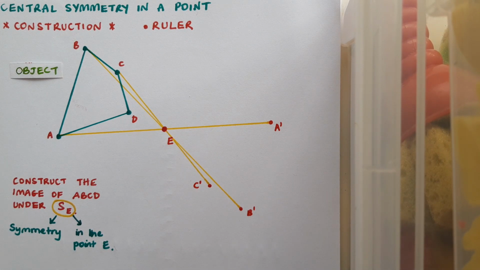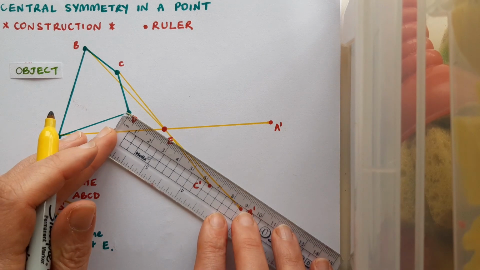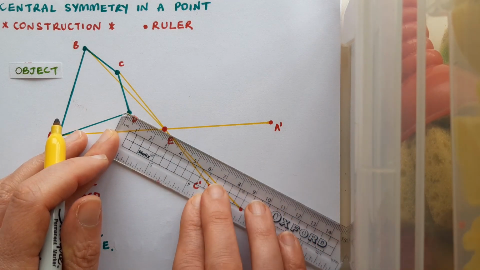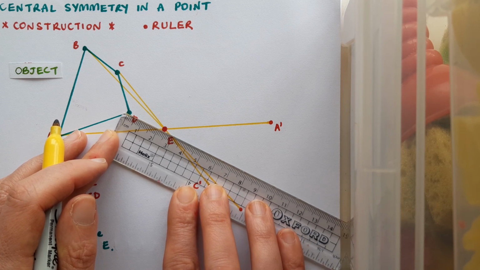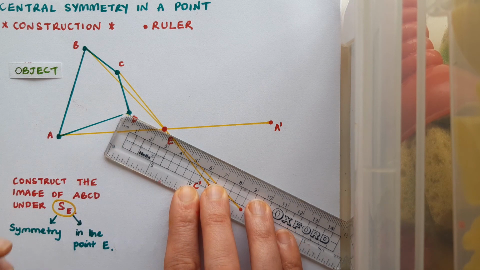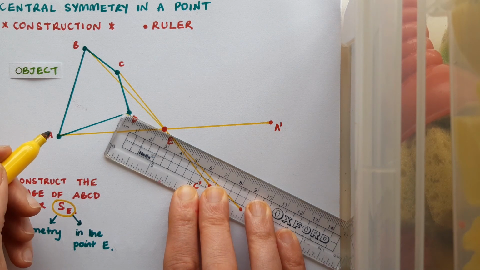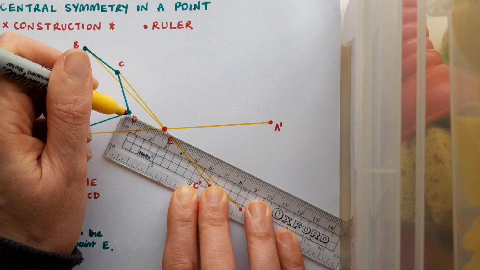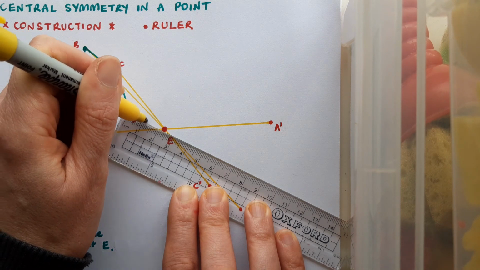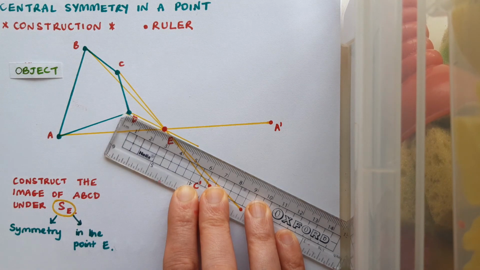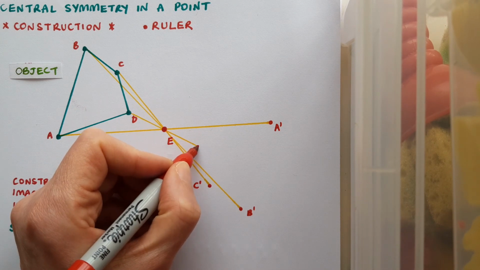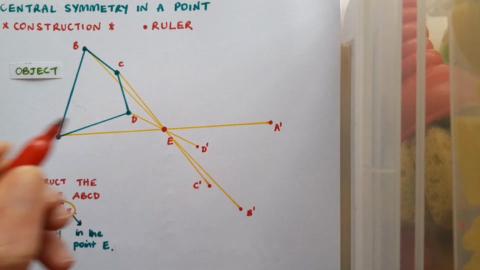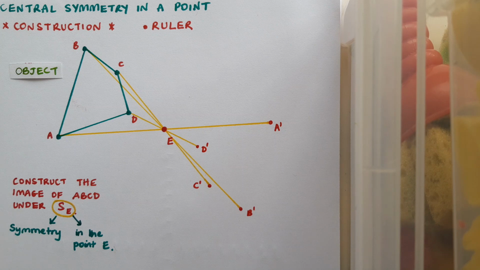I have one more point to go. I'm going to draw a line from D to E and then out the far side. So I'm measuring how long that is. And in this case, it is, I would say, 2.3. Again, be as careful as you can with your measurement. 2.3, so I'll double that, that's 4.6. So I'll draw that. And again, that terminates at D dash, which is the image of D.